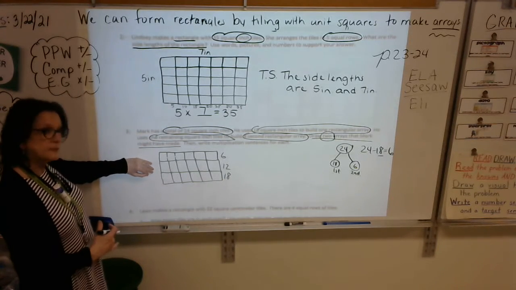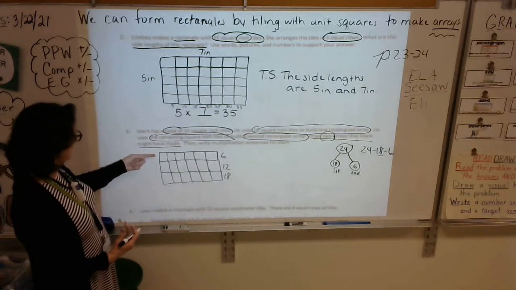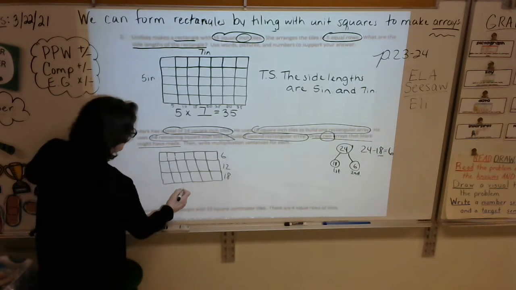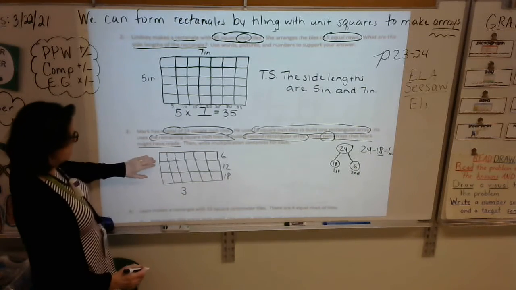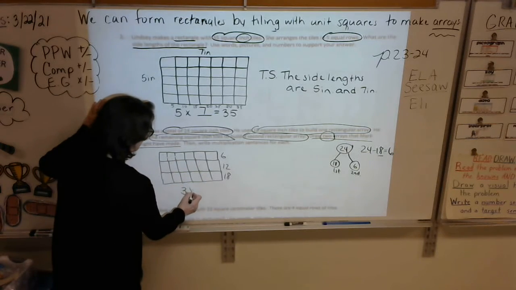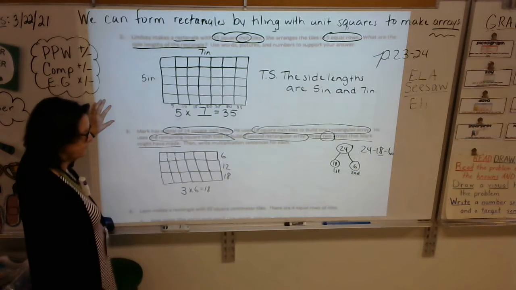We can write a number sentence for that. So if we look at it, how many rows do we have? We have 3 rows. How many do we have in each row? We have 1, 2, 3, 4, 5, 6 in each row. 3 times 6 equals 18.